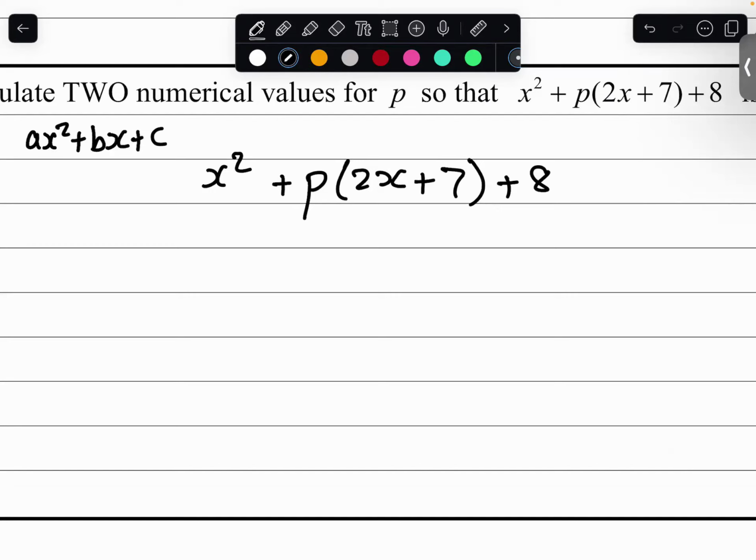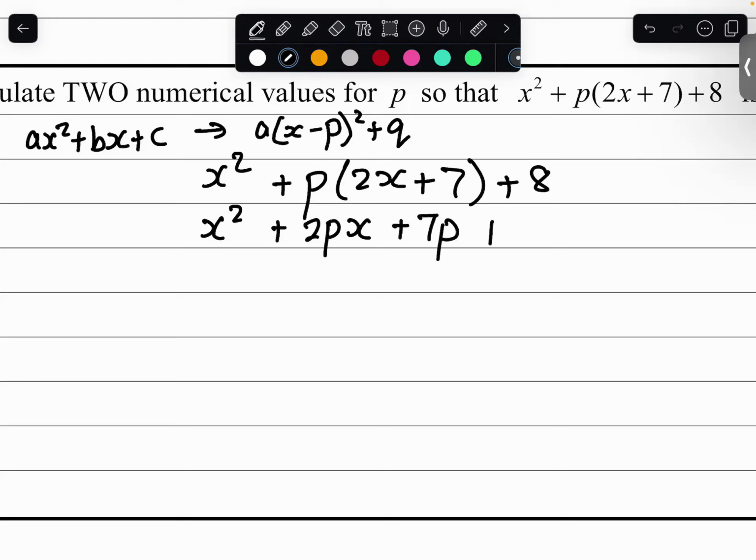Remember, completing the square is taking an equation that's in this form and putting it in the form a(x - b)² + q. So I'm going to distribute, get rid of that bracket. That gives me plus 2bx plus 7p plus 8. This is now in the form ax² + bx + c. That whole thing is c.